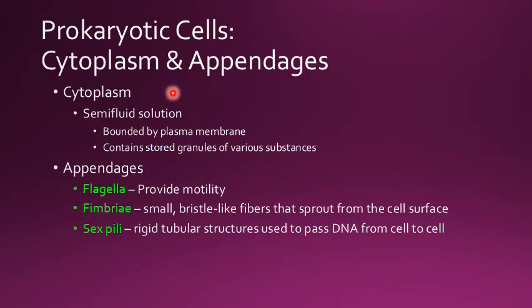In prokaryotic cells, there is also a cytoplasm, and it has appendages, a flagella, normally for motility, and fimbria and sex pili. Sex pili is for sexual reproduction, for DNA to pass from cell to cell. It's not any more interesting than that.